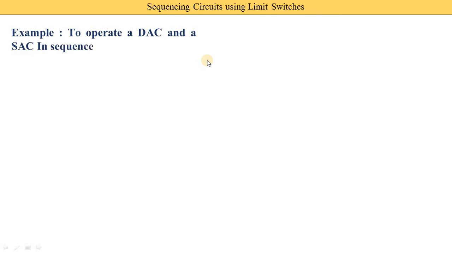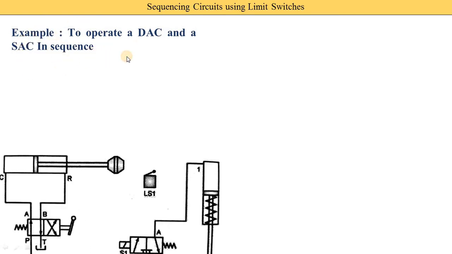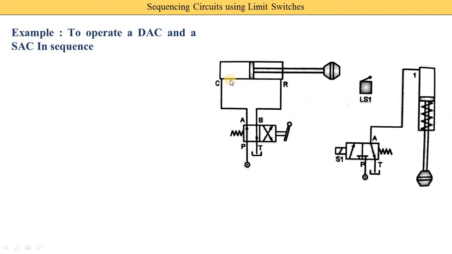Now first we take one example with one double acting cylinder and one single acting cylinder in a sequence. Here you see this diagram. This is a double acting cylinder because a port is provided on both sides of the piston. Here it is called the cap end port, and this is called the rod end port.